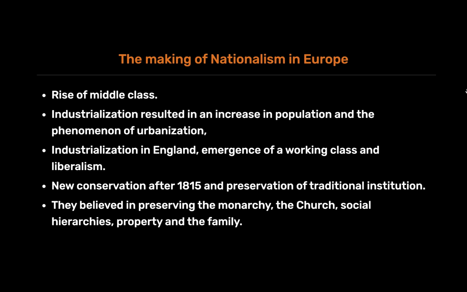New conservatism after 1815 and preservation of traditional institutions. Napoleon was defeated in 1815 by the combined power of Britain, Russia, Prussia, and Austria. After the defeat of Napoleon, European governments wanted to follow conservatism. The conservatives believed that established, traditional institutions of state and society should be preserved. They believed in preserving the monarchy, the church, social hierarchies, property and the family. But most of them also wanted to retain the modernization which Napoleon carried out in the spheres of administration.